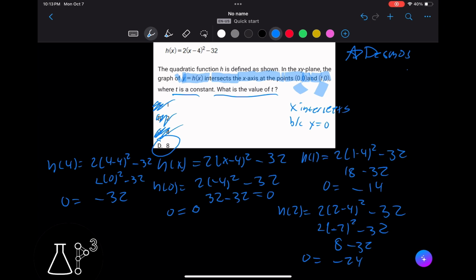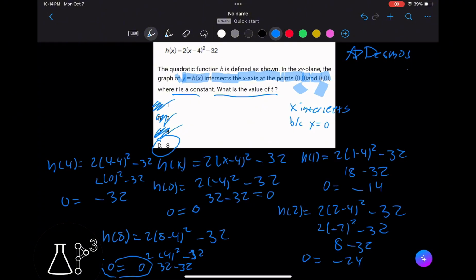But let's plug in D in the equation to make sure the statement is true. So if I do h of 8, that equals 2 multiplied by 8 minus 4 squared, minus 32. 8 minus 4 equals 4, and 4 squared equals 16, and then 16 multiplied by 2, I get positive 32, and 32 minus 32, I get 0. And h of 8 also equals 0. And as we can see, both sides equal each other. Therefore, the statement is true, and the t constant is 8. So when y equals 0, the t value is 8.